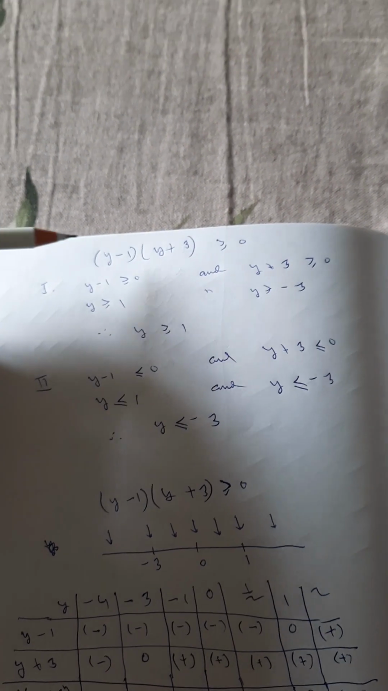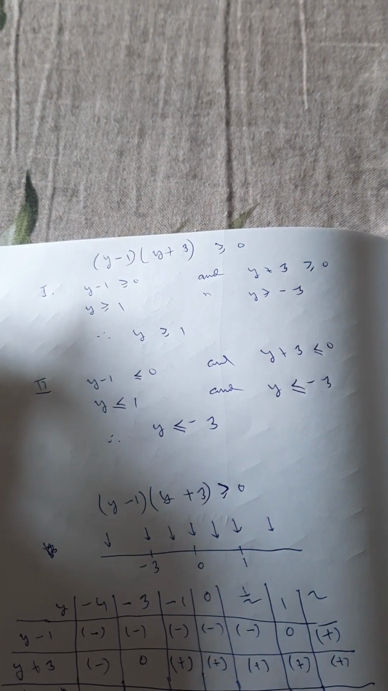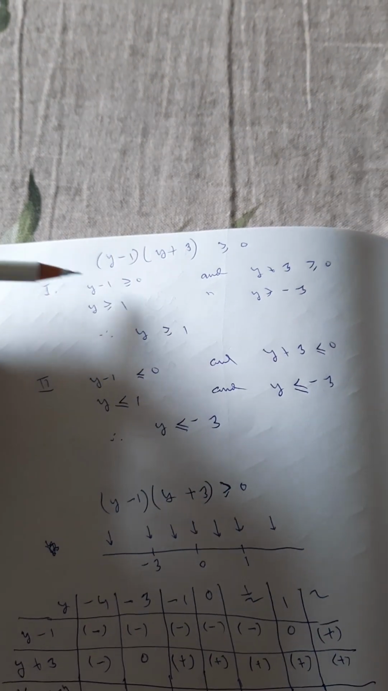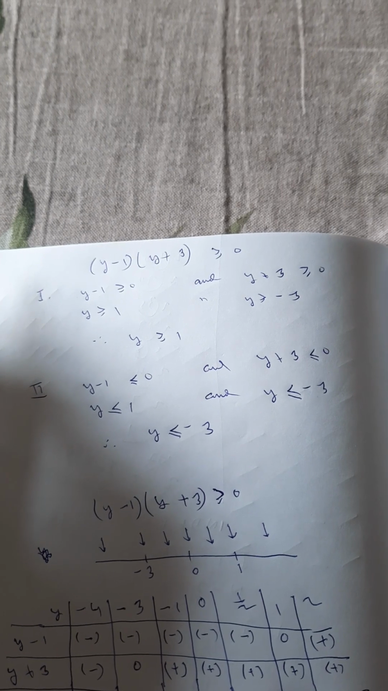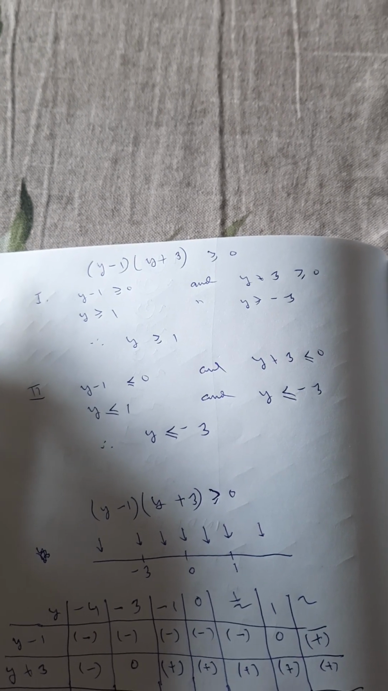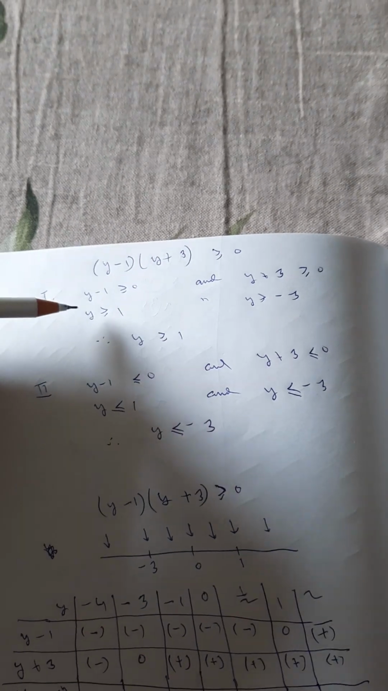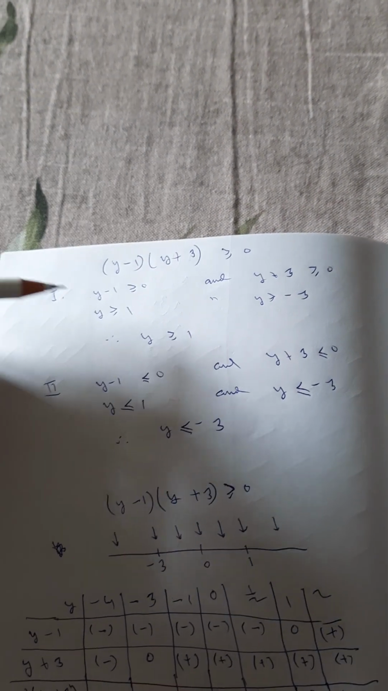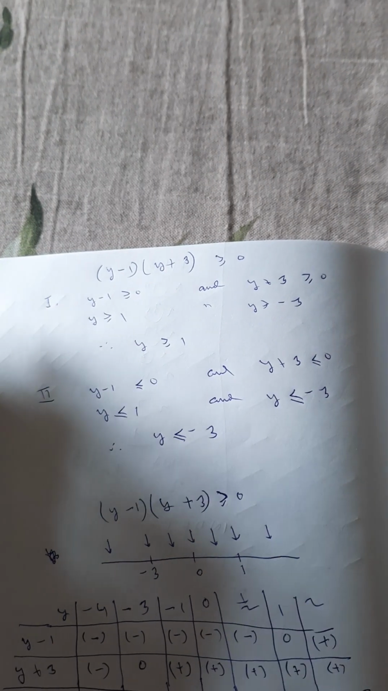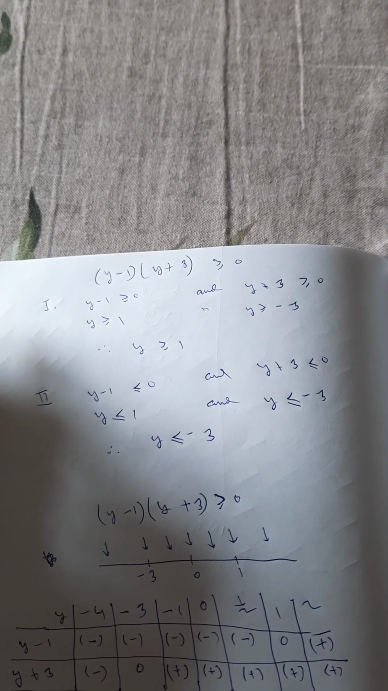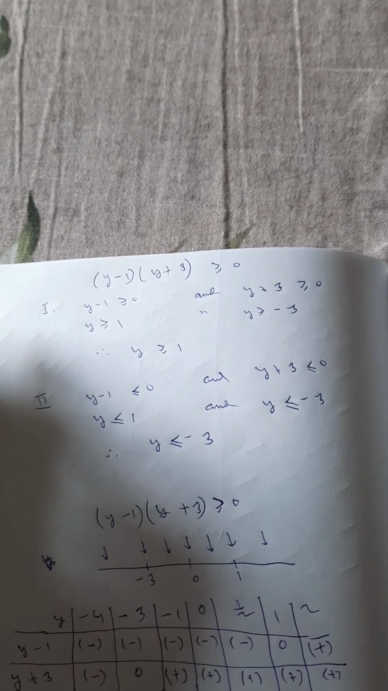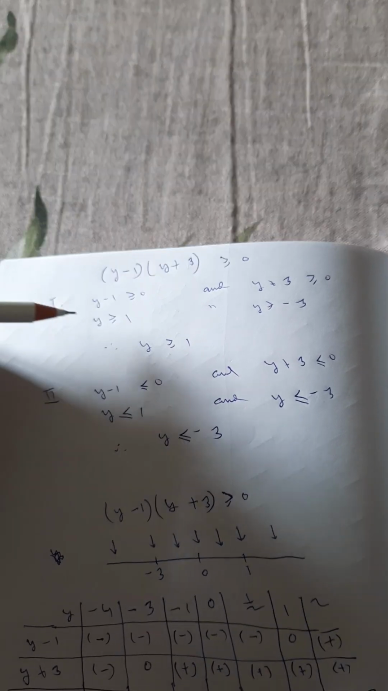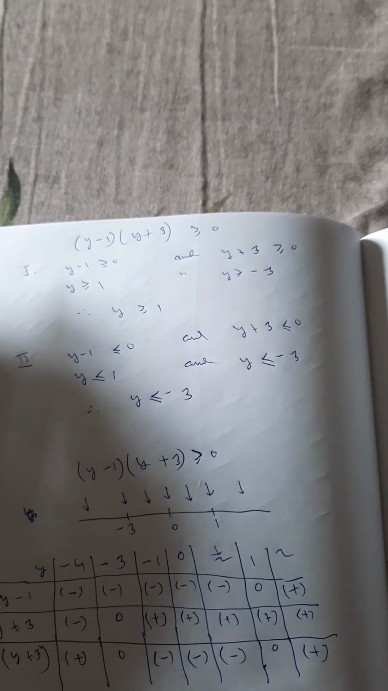The first one is: both the factors have to be positive for the RHS to be positive. So y minus 1 will be greater than or equal to 0 and y plus 3 will also be greater than or equal to 0. This gives us y greater than or equal to 1 and y greater than or equal to minus 3. Because both are applicable, y has to be greater than or equal to 1 and greater than or equal to minus 3, so we'll take the greatest number. So it will be y greater than or equal to 1.